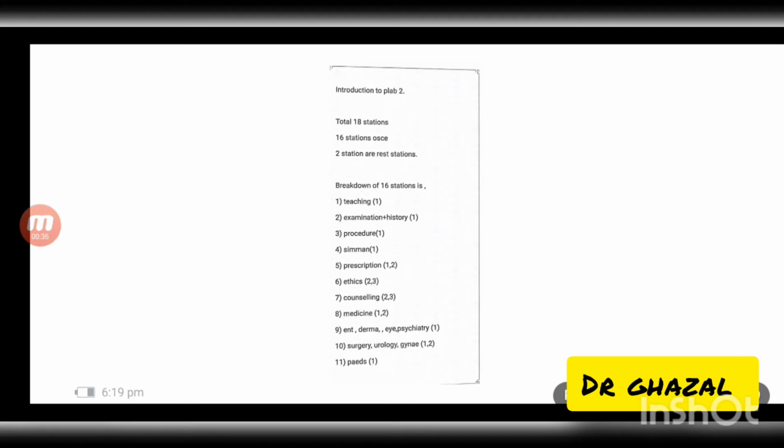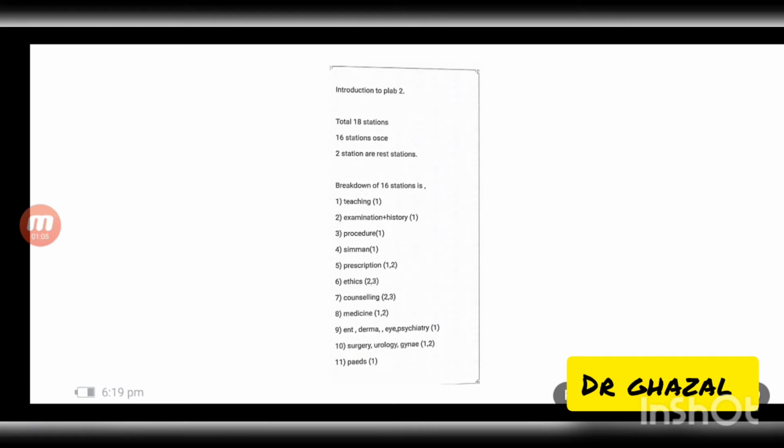So, from starting the introduction of PLAB 2, I think I should introduce myself before that. I passed my exam recently in 2022 and I failed only one station out of the 16 stations, and it was because I understood the structure completely and I knew how to prepare smartly rather than doing everything thoroughly.